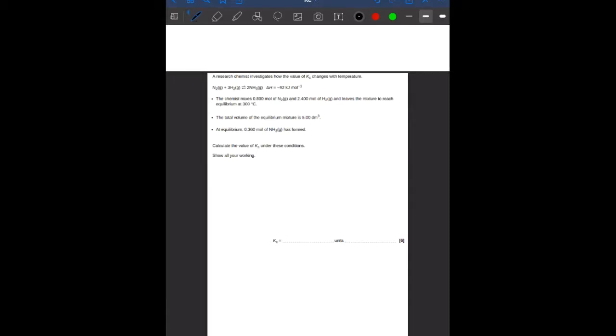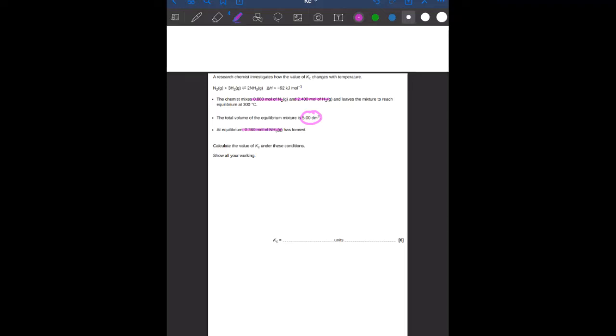So we've got an equation here. Chemist mixes 0.8 moles of nitrogen, 2.4 moles of hydrogen, and leaves it to reach equilibrium at 300 degrees C. Let's highlight some information that's important. The amount of hydrogen is going to be important. Reaches equilibrium. Volume is definitely going to be important because we need to work out concentrations. And at equilibrium, the amount of ammonia is definitely going to be important as well. Calculate the value of Kc under these conditions.